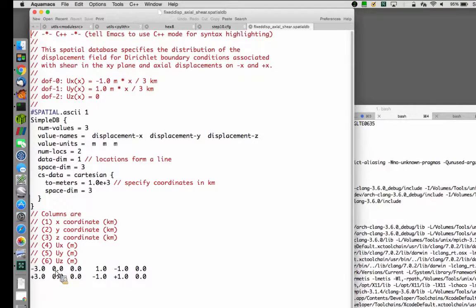And then the shear, at -3, I go 1 meter in the lateral direction. On the other end, I go 1 meter of lateral displacement in the other direction. These displacement boundary conditions are at the two boundaries, and by having this linear variation, the values on one boundary will be set to the values on the first row. The values on the other boundary will be put on the second row. I could have put these in different spatial databases, but I chose to just stick them all in one spatial database.